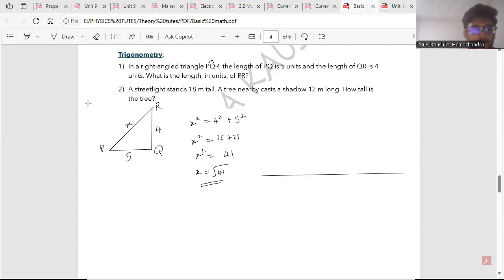The diagram is this. There's a street lamp which is 18 meters tall. Within the street lamp, the light is here. And there's a tree as well. This is 18 meters tall, right? The tree casts a shadow of 12 meters long.